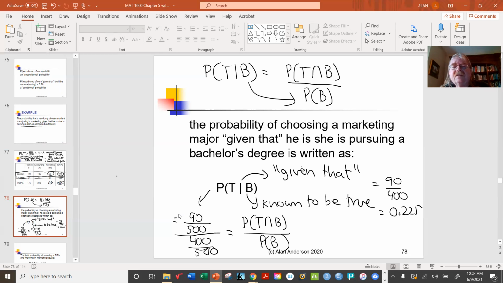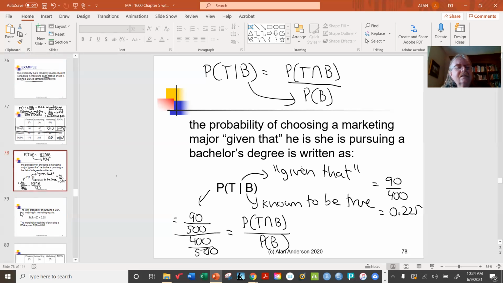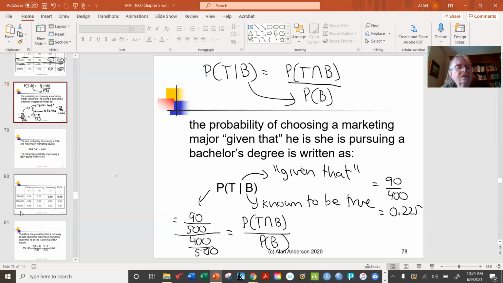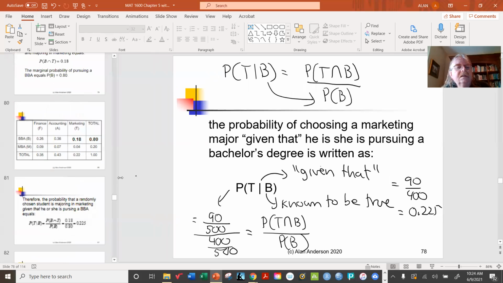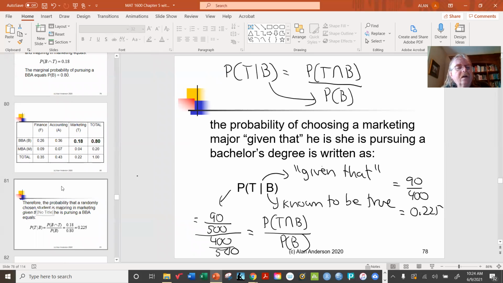So now you can see why we saved this one for last, because it is a bit complicated. But after we do a few more of these, you'll say, it's easy. What's the problem? All right, well, there is no problem. So let's see if we can come up with another one. Here we go.